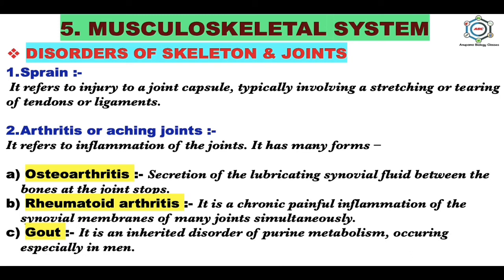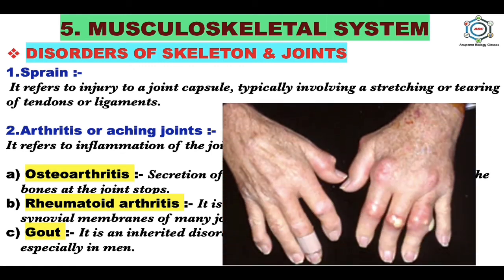Next is gout. It is an inherited disorder of the purine metabolism occurring especially in men. In this, the body forms an excess amount of uric acid and the crystals of sodium urate are deposited in the synovial joints, giving rise to severe arthritis. A person should avoid meat if he has gout.